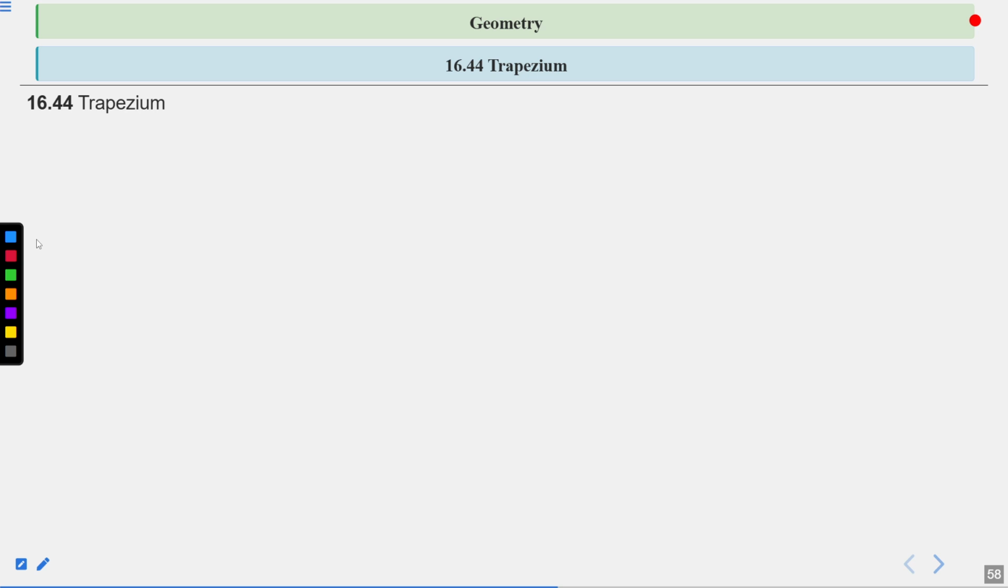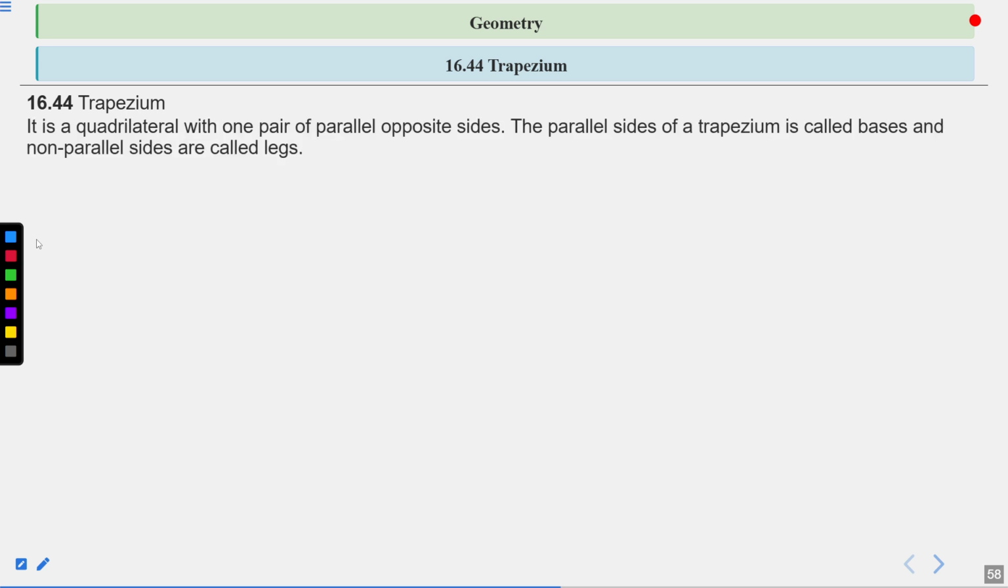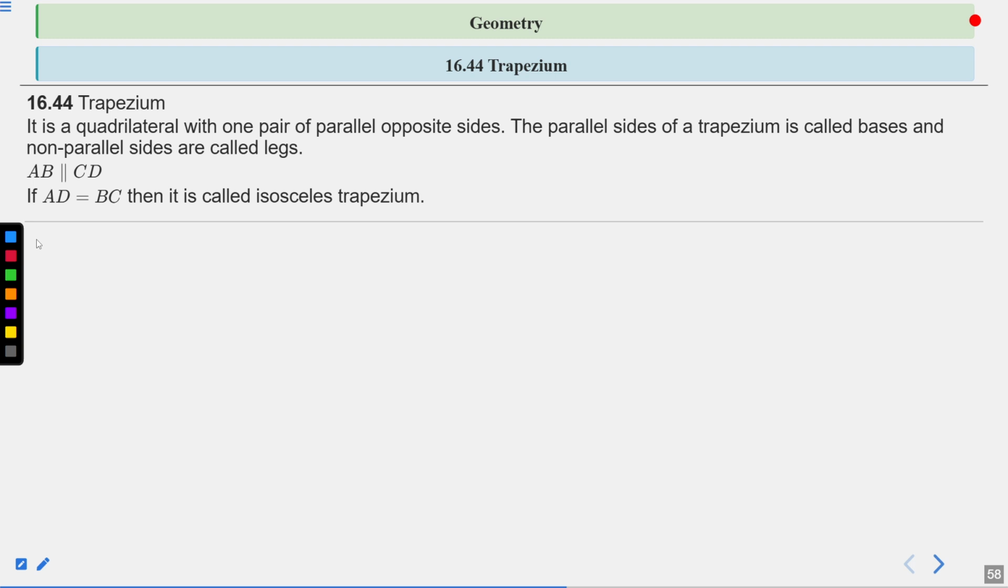Next one. Trapezium. So it is a quadrilateral with one pair of parallel opposite sides. The parallel sides of a trapezium are called bases and the non-parallel sides are called legs. AB parallel to CD. If AD is equal to BC, then it is called an isosceles trapezium.